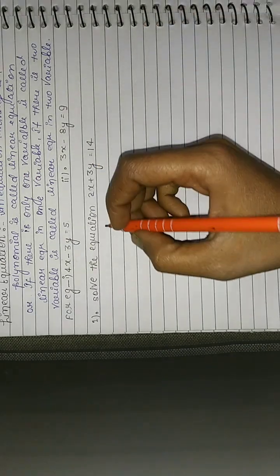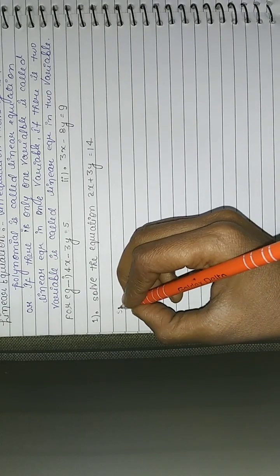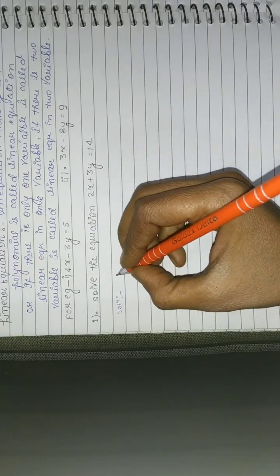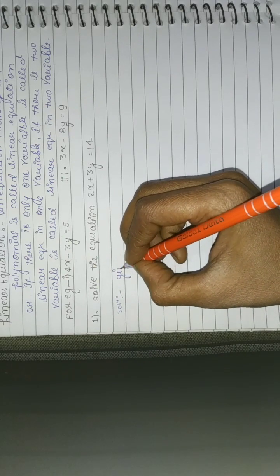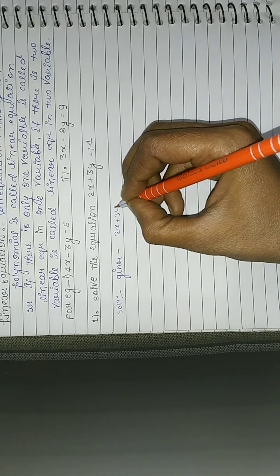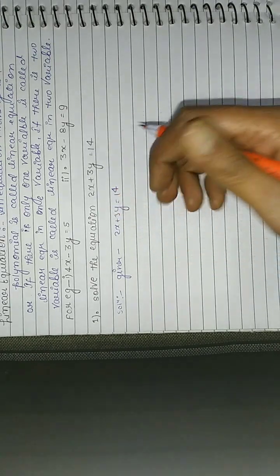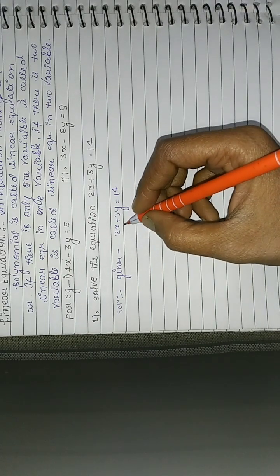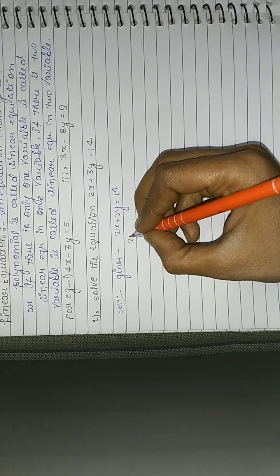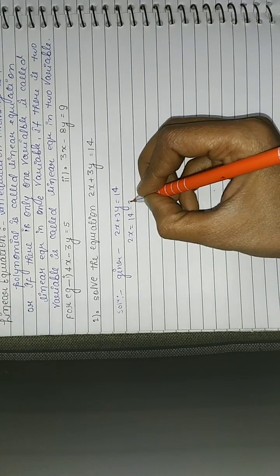So now we are going to solve a question based on linear equations. So let's start. How do we solve this type of question? First of all, we write the given: 2x plus 3y is equal to 14. So we write here in the question similarly, in terms of x and y. So 2x is equal to 14 minus 3y.